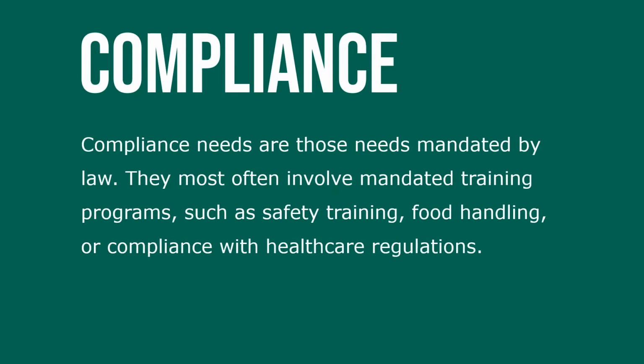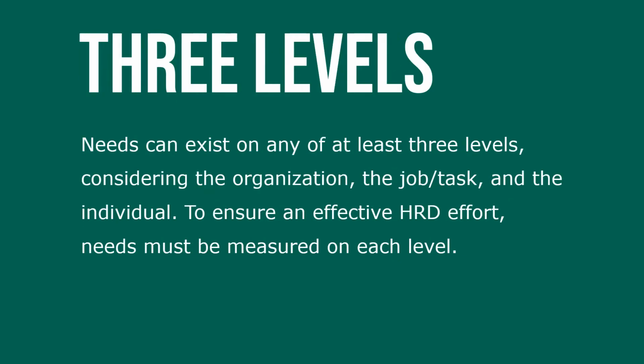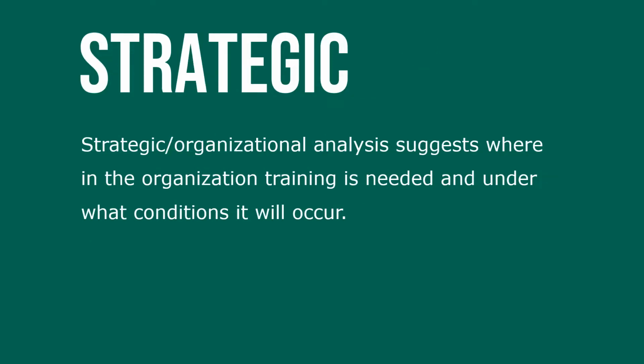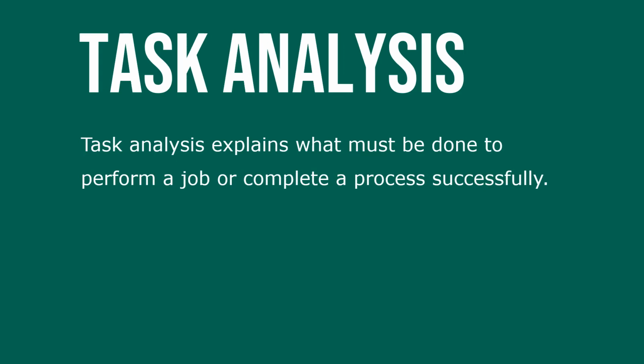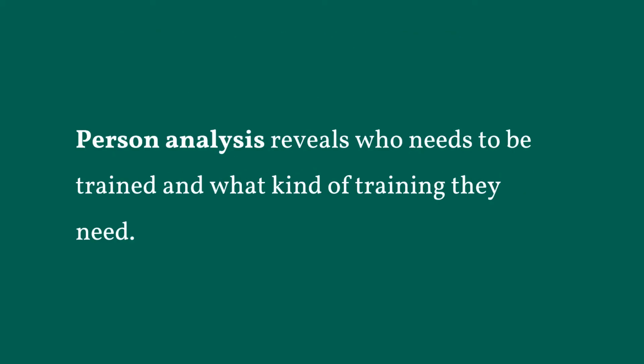Compliance needs are those needs mandated by law. They most often involve mandated training programs such as safety training, food handling, or compliance with healthcare regulation. Needs can exist on any of at least three levels, considering the organization, the job, and the individual. To ensure an effective HRD effort, needs must be measured on each level. Strategic or organizational analysis suggests where in the organization training is needed and under what conditions it will occur. Task analysis explains what must be done to perform a job or complete a process successfully. Person analysis reviews who needs to be trained and what kind of training they need.